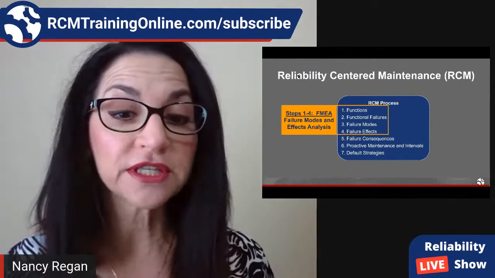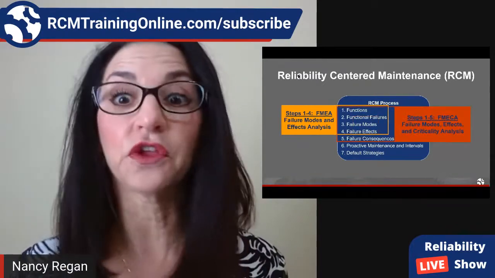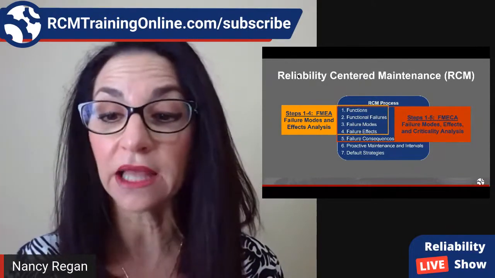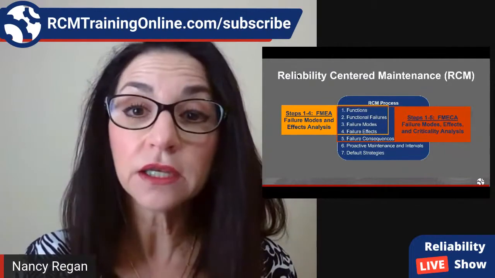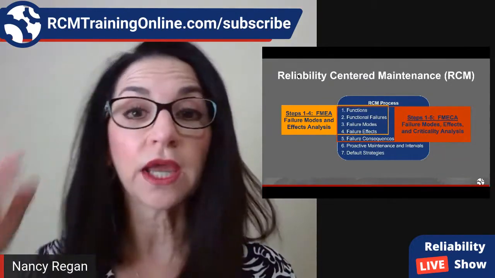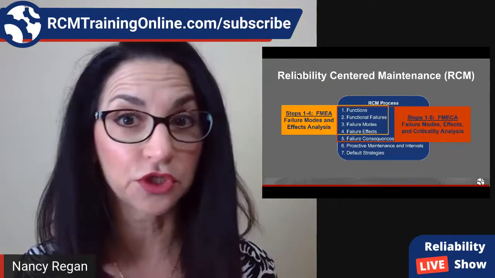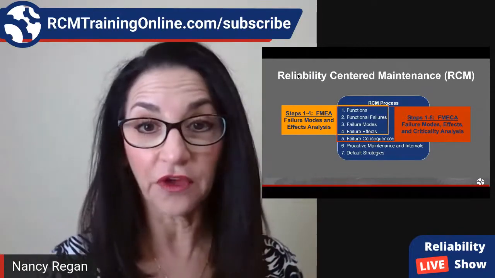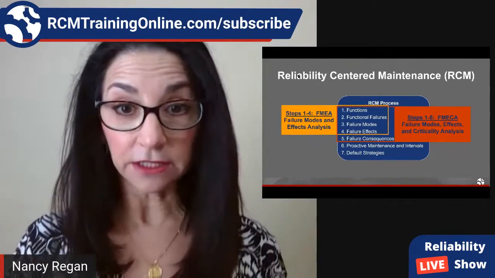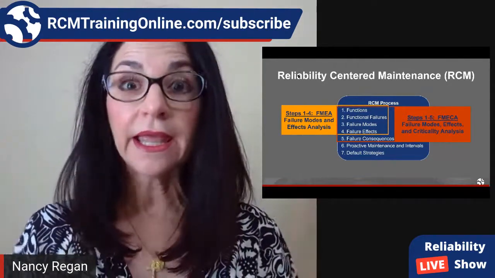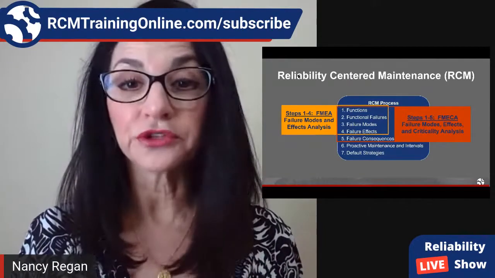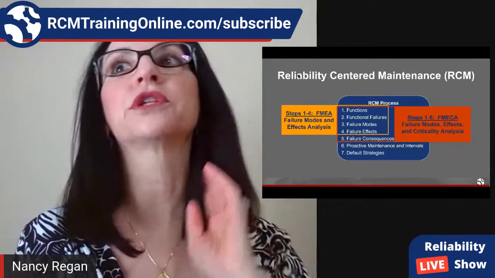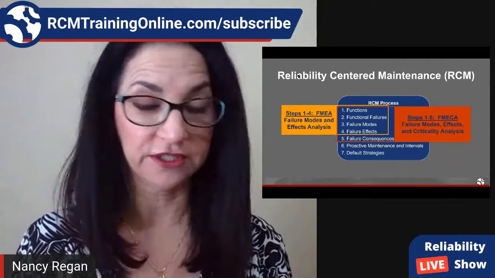Now, when we throw step 5 into the mix with failure consequences, we get a FMECA, or a failure modes, effects, and criticality analysis. And then we move on to step 6, which is when we identify if there's any proactive maintenance we should be doing. And remember, we talked about when you do RCM, you identify optimized maintenance tasks. And then step 7, where there are also some other default strategies that we could come up with, like failure finding, or protective devices, like our fire suppression systems, etc.